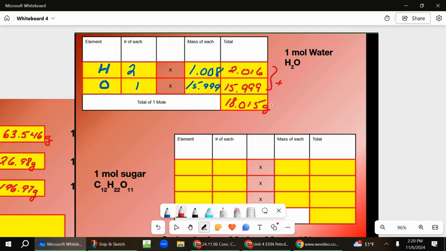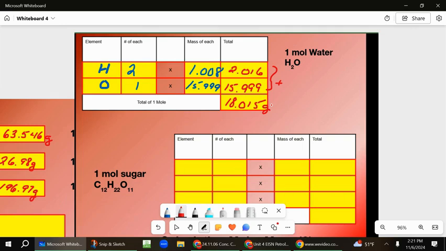Now, again, if you have a larger mass of water, you're going to have more moles of water. So if we had twice this mass, instead of 1 mole, we would have 2. If we had 10 times this mass, we would have 10 moles. Everything can be scaled up. Everything could be scaled down. But 1 mole of water has a mass of 18.015. Questions?